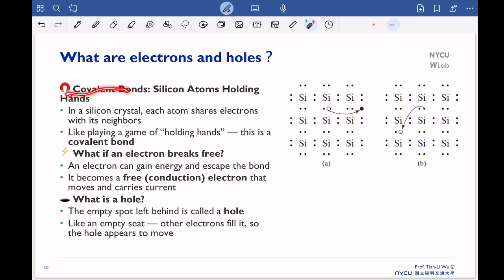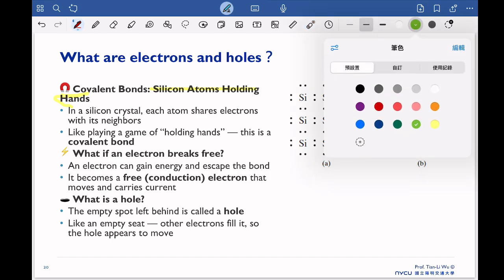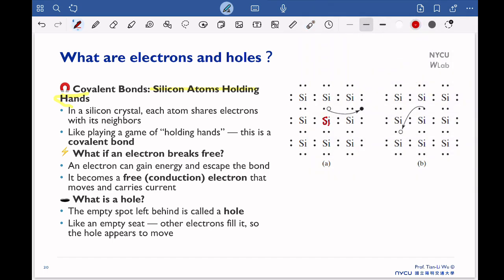So the covalent bond is just like the silicon atoms holding hands together. In a silicon crystal, each atom will share 4 electrons with its neighbors, as shown here. So each silicon has 4. If you look at this silicon, we have 1, 2, 3, 4, and in the nearby silicon we have another 1, 2, 3, 4. Because these two are bonding together, that's what we call the covalent bonds here.